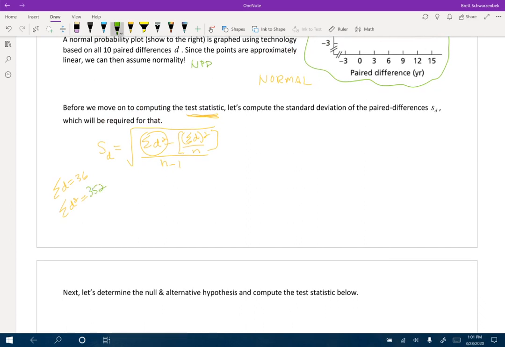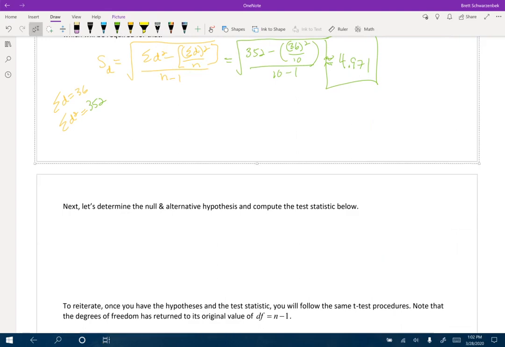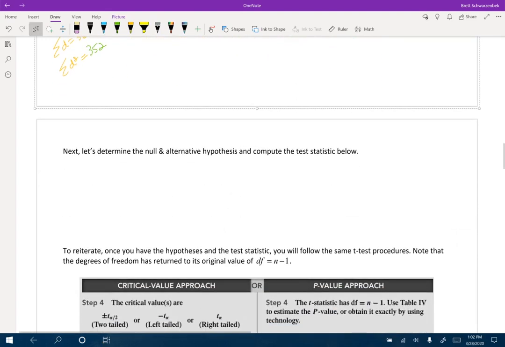So this will allow us right now to be able to simply sub into the formula. So over here, the sum of D squared is going to be 352. We want the sum of D quantity squared all over 10. And we want to divide by 10 minus 1. This is going to give us approximately 4.971. So we do have the standard deviation of the difference, so we will be using that when we calculate the test statistic in the next step. All right, so let's calculate the null and alternative and compute the test statistic.